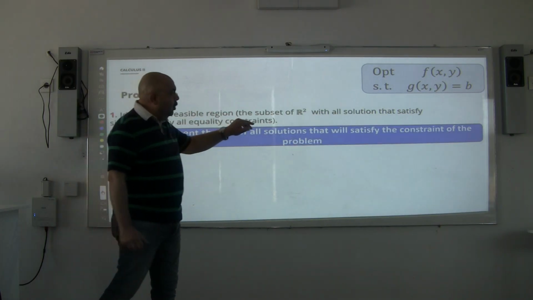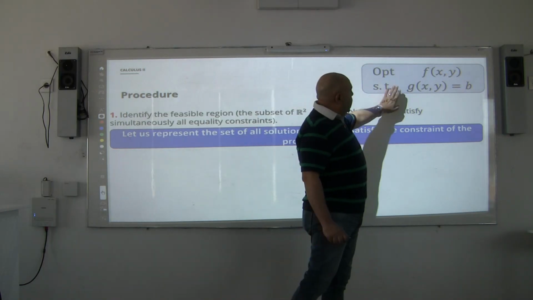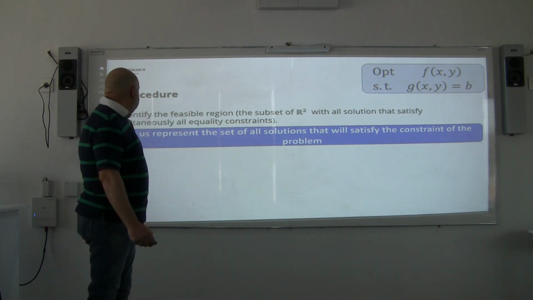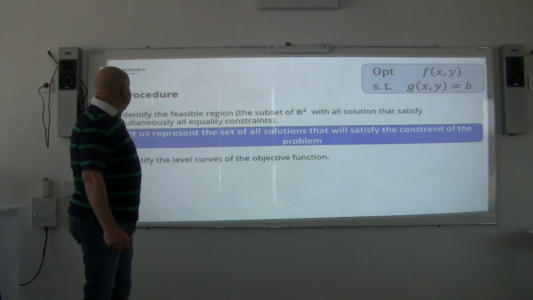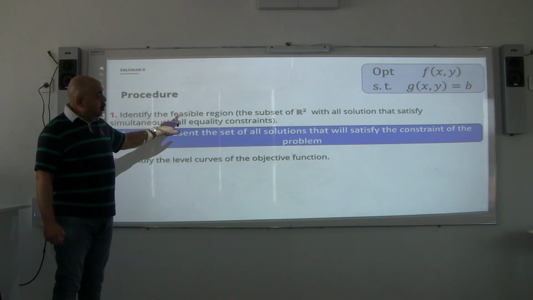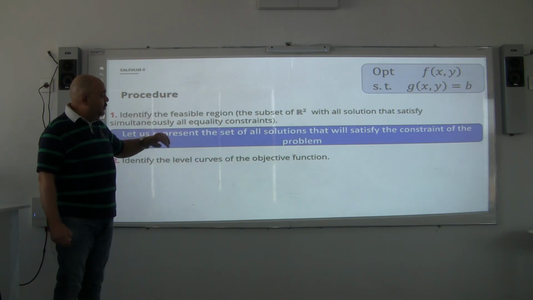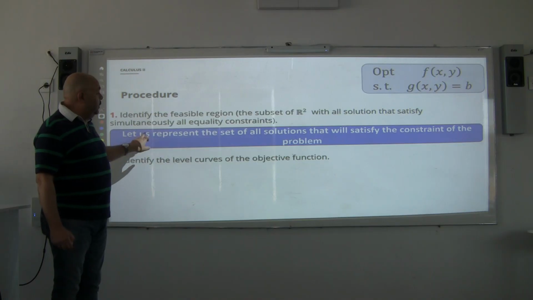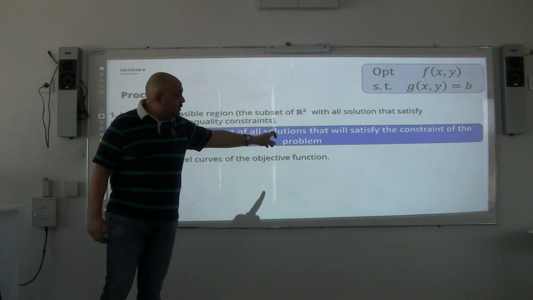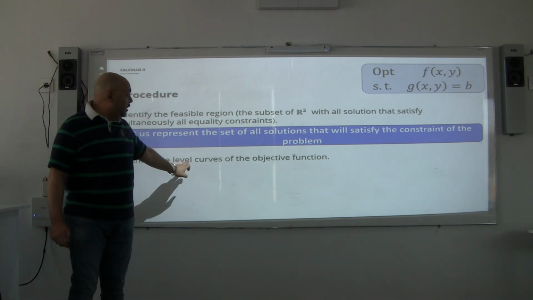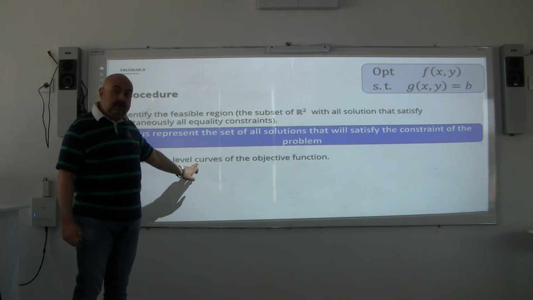This is the shape of the function, and that's the equality constraint that we are talking about. So the procedure is like this. First, identify the feasible region, the subset of R2 with the solutions that satisfy the constraint. Let's present the set of all solutions that satisfy the constraint of the problem. Number two, identify the level curve of the objective function.